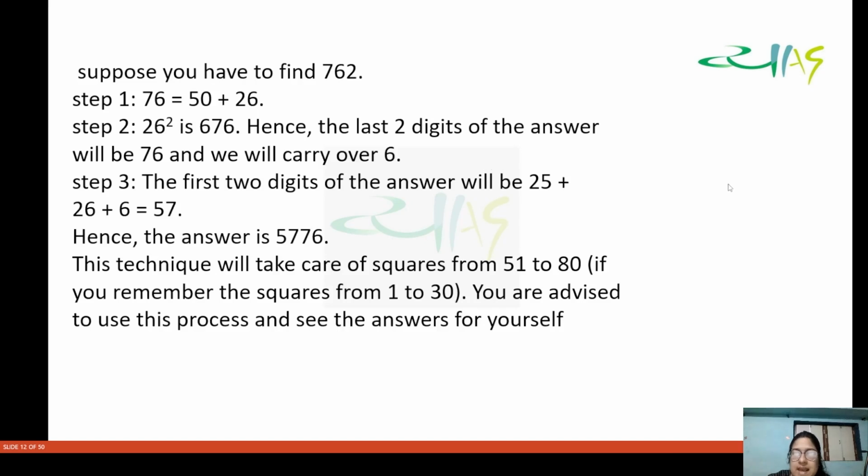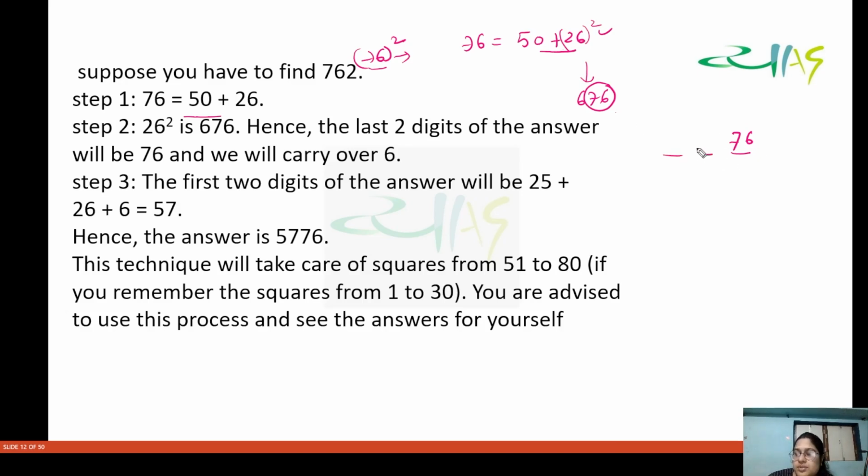For example, you have to find the square of 76. In step 1, write 76 as 50 plus 26. Now take the square of 26. If you see that table, you will come to know that 26 square is 676. Now just write these last two digits, 76, as the last two digits of our final square.